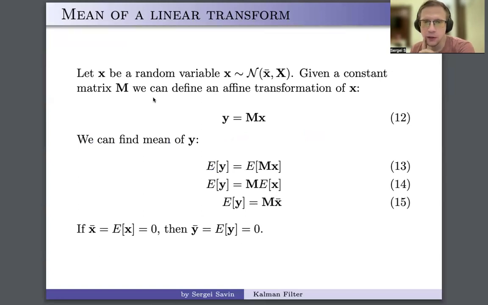Now, we can discuss a mean of a linear transformation. That is going to be extremely useful for us, so we need to spend time on it. So, mean of a linear transformation. Let X be sampled from, like in this case, a Gaussian distribution. And we have our constant matrix M. When I say constant here, I simply imply that it is not a random variable.